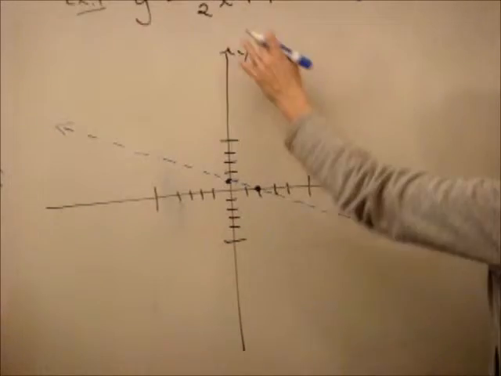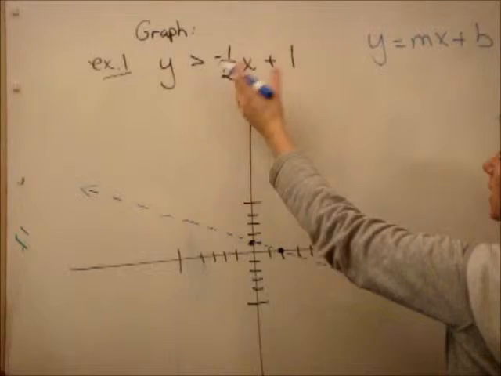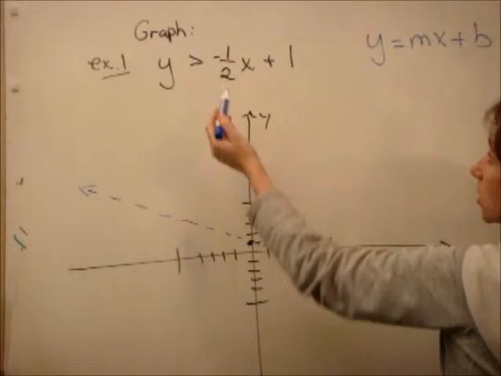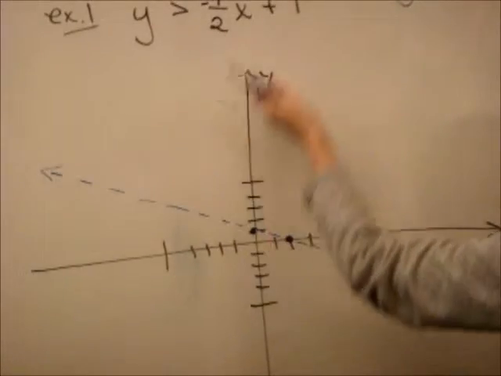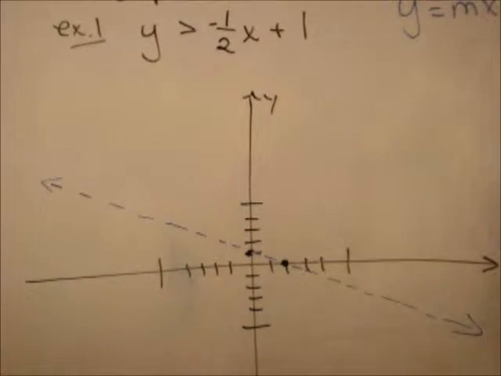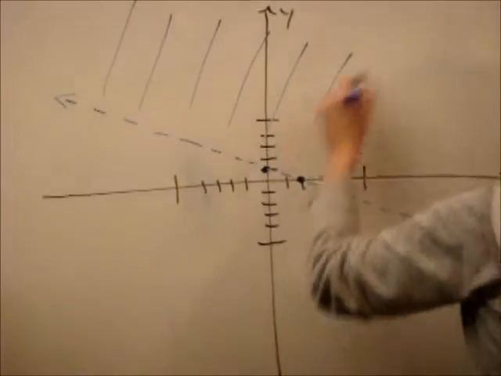But what we want are all the points that satisfy this, that are going to be less than y. So y is greater than this, so we're going to color in everything that's above the line. If it's greater than, we're going to color in what's above the line. So you're just going to color in everything greater than the line.